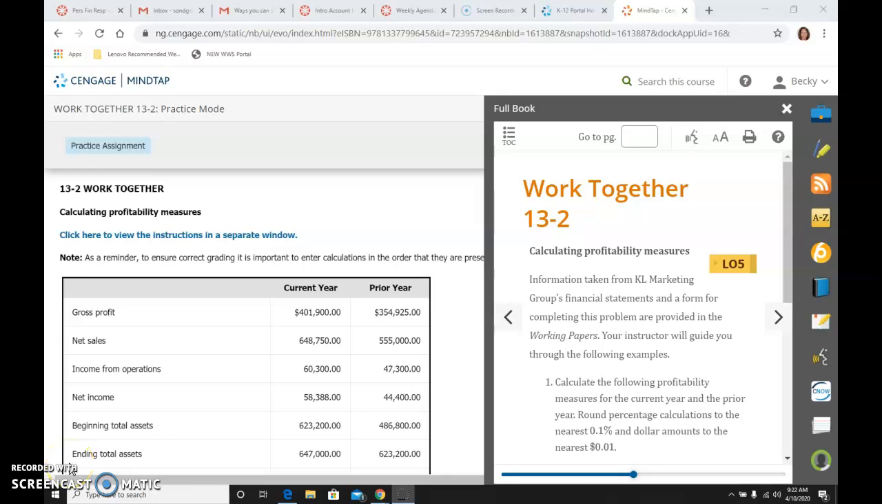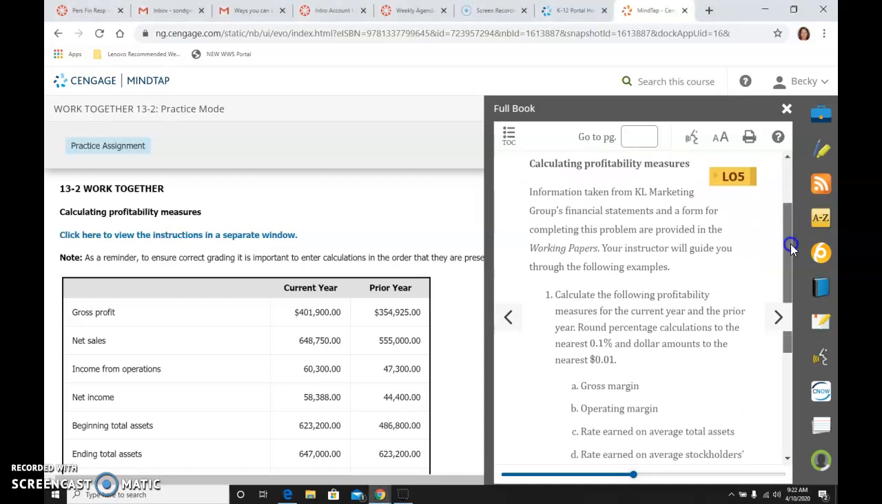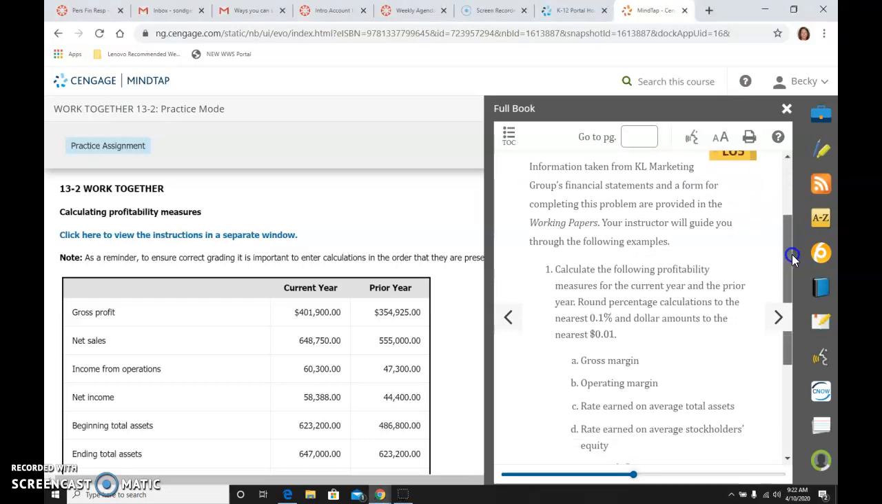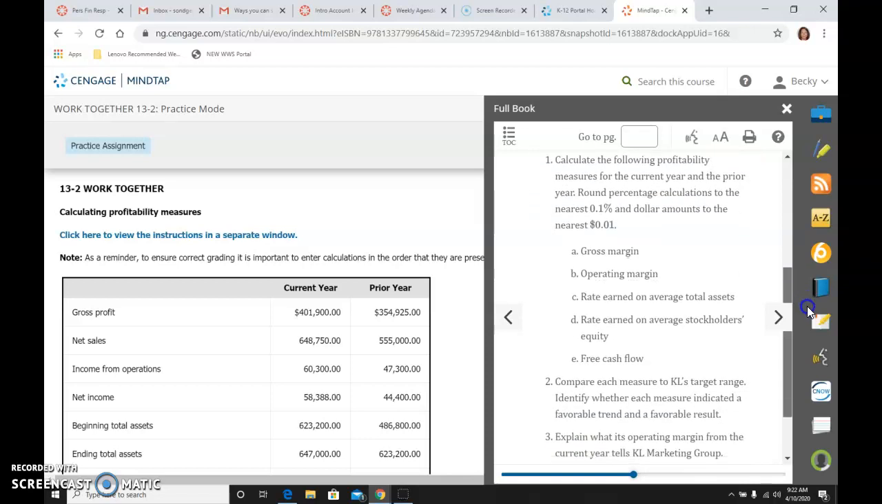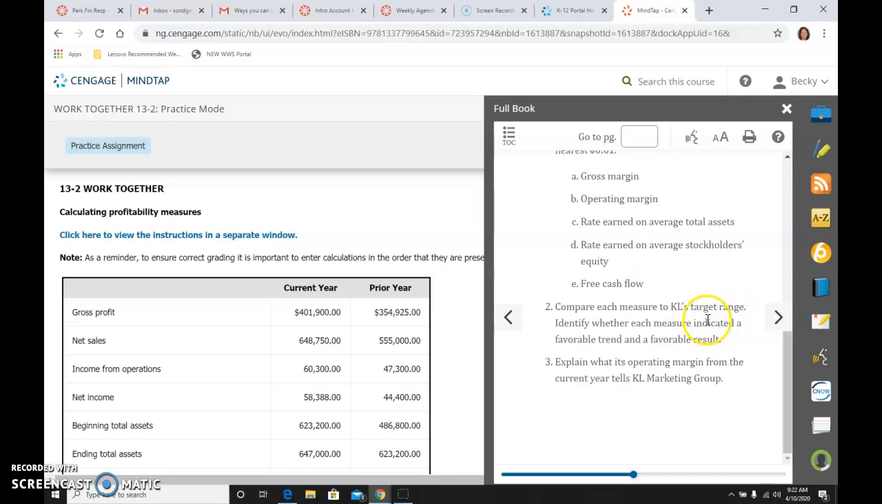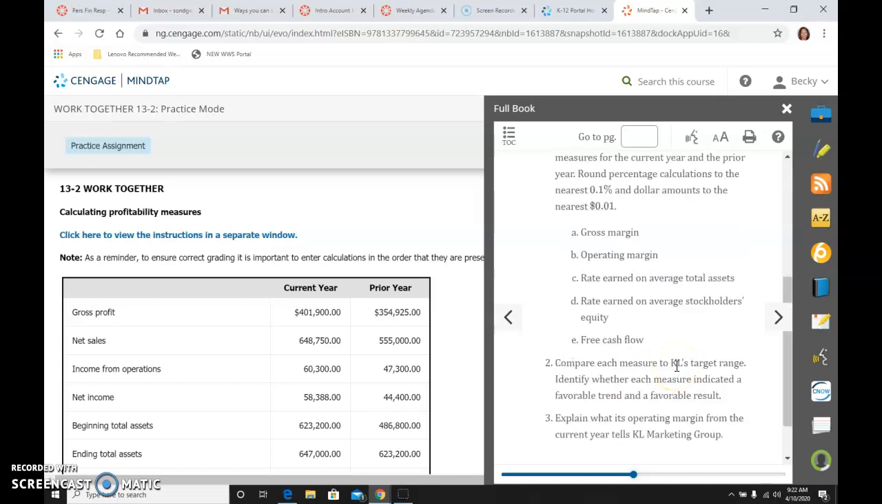Okay, let's go ahead and do the work together 13-2, calculating profitability margins. It says information is taken from financial statements for this company, KL Marketing Group, and they want us to calculate the following measures, rounded to 0.1% and the nearest penny. There are our 5 profitability ratios, and then compare each of these to the target and say whether it's a favorable trend and result. And then the last thing is explain one of the ratios, operating margin, and what it tells you about this company.